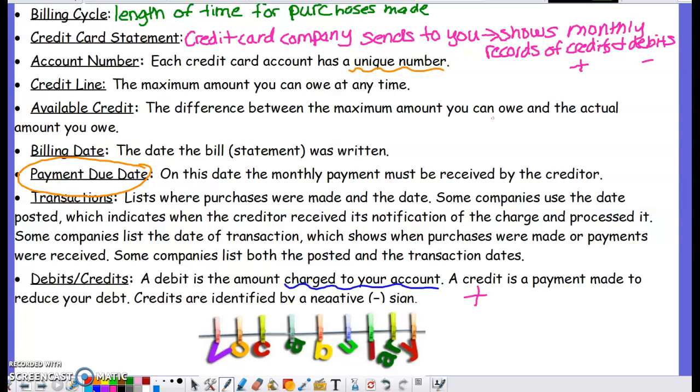And then finally, debits and credits. Debits here are the amount charged to your account. So if I go to the gas station and I put $30 worth of gas in there, that's money that I have to pay back, so that's a debit. Credit, on the other hand, is a payment made to reduce your debt. I know I set up here credits are positive because I'm paying that into my credit card company. But when we think about it in terms of our statement, credits often have a negative because that's going to reduce how much I owe to that credit card company, because I'm paying that in, so that is reducing my debt.